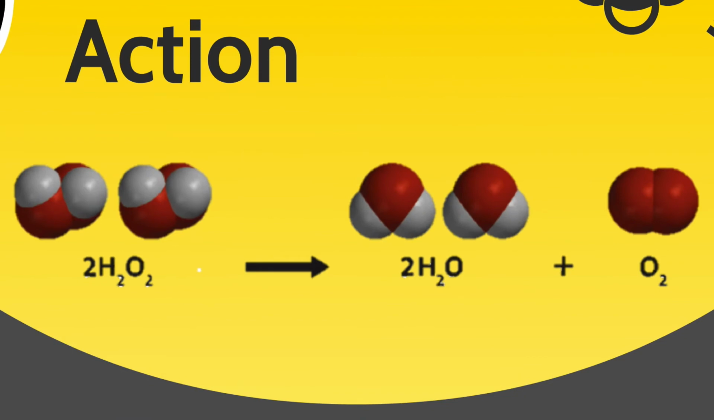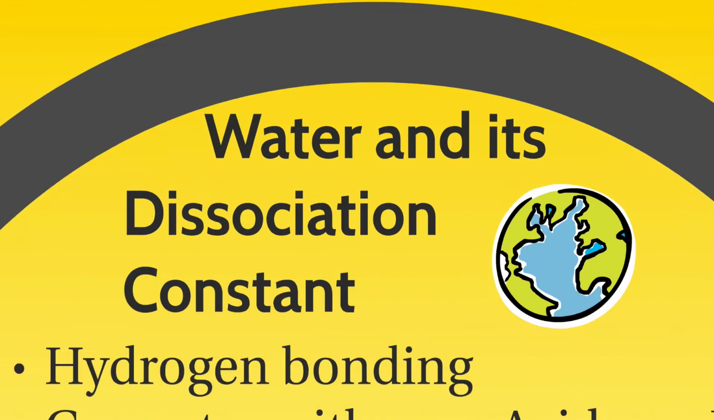For example, both water and hydrogen peroxide are made from hydrogen and oxygen. However, one is required for our survival, while the other may be used to kill us. How do we make one and not the other? Next, let's talk about water.